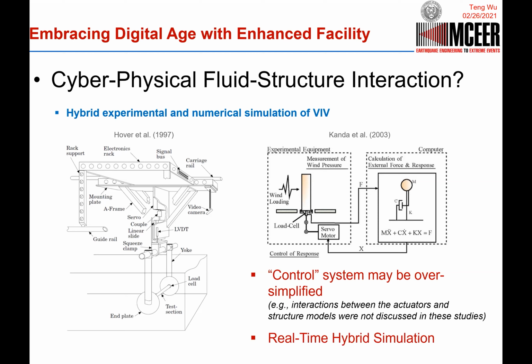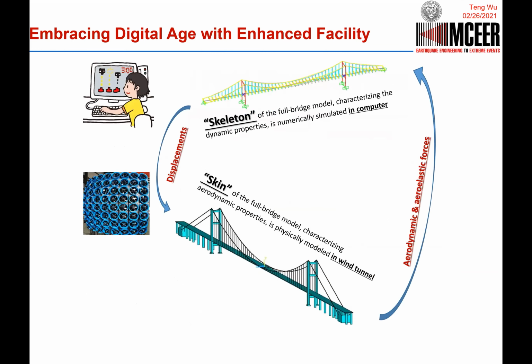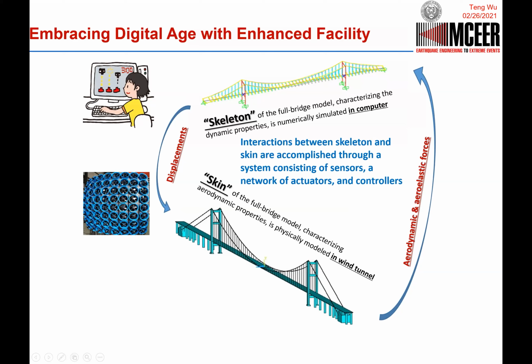So the concept now is very clear. We have what we call a skeleton of a structure, characterizing the dynamic property, which will be numerically simulated in the computer. And we also have a scheme of the structure, characterizing the aerodynamic property, which will be physically modeled in the wind tunnel. The skeleton will give the displacement to the scheme, and the scheme will give the aerodynamic and aeroelastic force to the skeleton. The interaction between skeleton and scheme of the structure is accomplished through a system consisting of sensors, actuators and controllers.